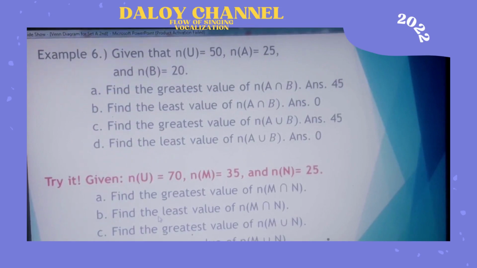Given that the cardinality of the universal set is equal to 50, and the cardinality of A is equal to 25, and the cardinality of B is equal to 20. Question: find the greatest value of the cardinality of the intersection of A and B.